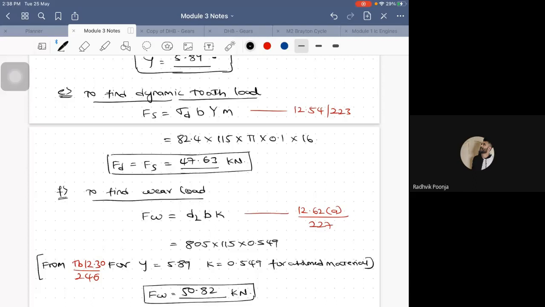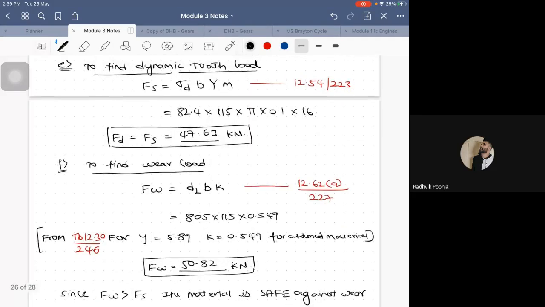Keep this in mind. Whenever you get confused, it is pretty normal that when you look at the load values, 50.82 and dynamic load 47, the wear load is higher and you feel it is not safe. That is not true. Always remember what sir said: the dynamic load should be the lowest of all the values. So write the same thing: since FW is greater than FS, the material is safe against the wear.